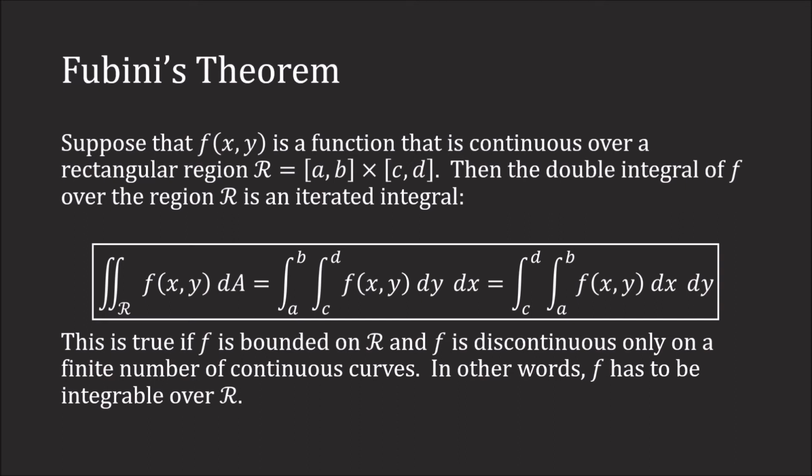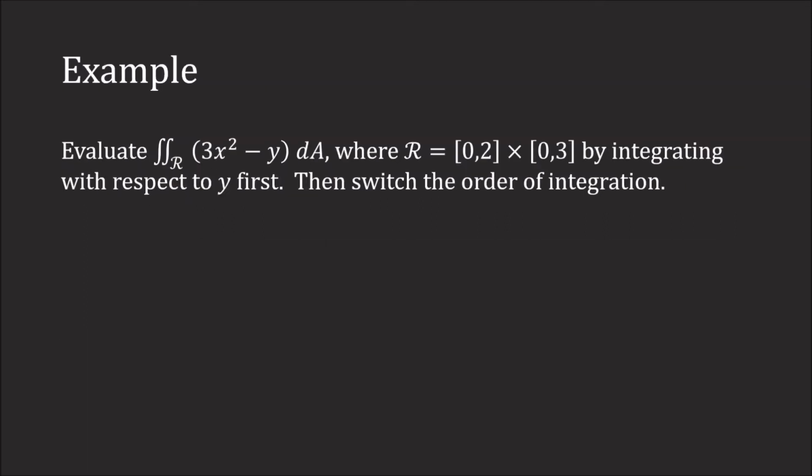And now we're going to close out by looking at several examples, or in this case, actually 2 examples. So we're going to take a double integral over the rectangle 0, 2 cross 0, 3 of 3x squared minus y dA. First, by integrating with respect to y first. Then we'll switch the order of integration.